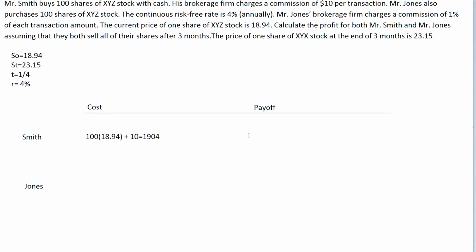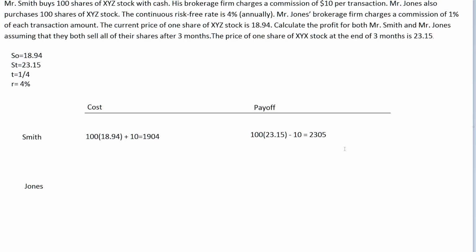So we get to the payoff here. When Mr. Smith sells all of his stock at the end of 3 months, he's selling 100 shares at $23.15, and now we're going to be subtracting $10 out, which is going to equal $2305.